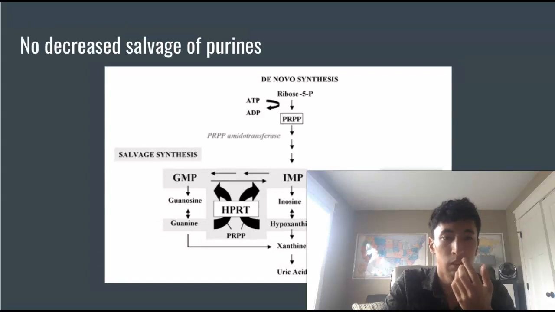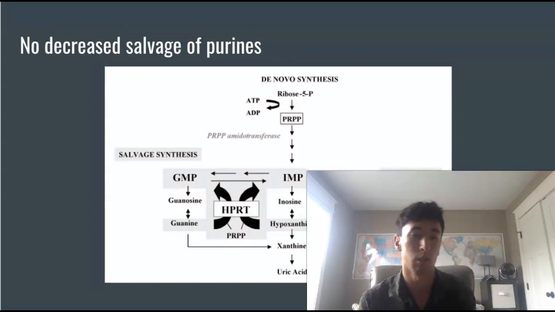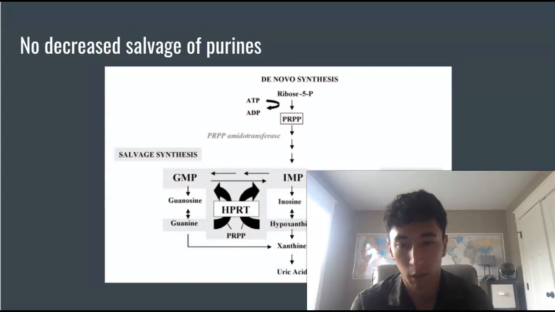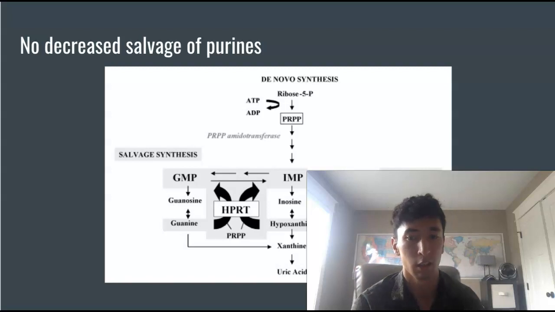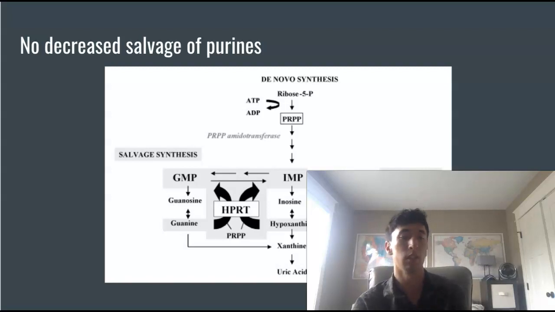Decreased salvage of purines, going off of this graph as well, would not lead to increased uric acid accumulation in gout presentation. This is not seen in the initial values given by the patient either.